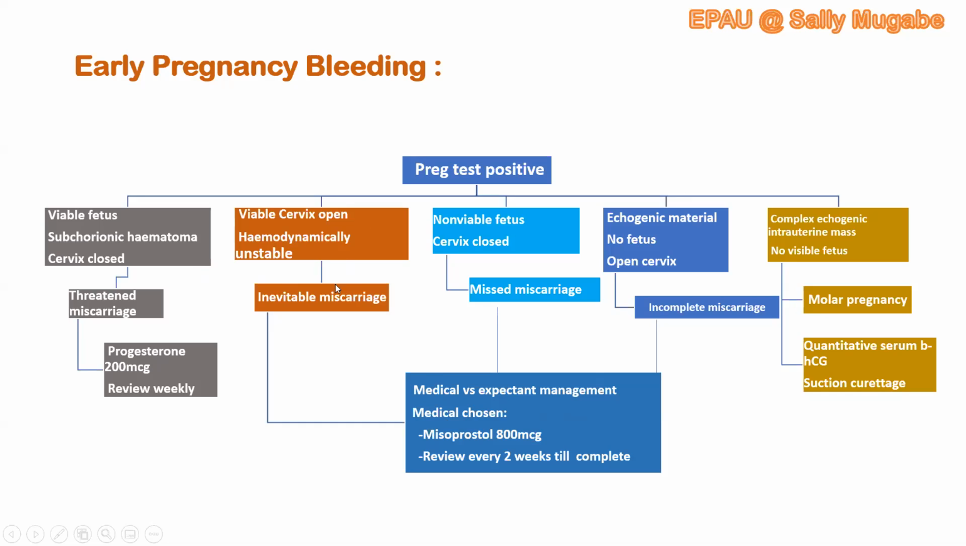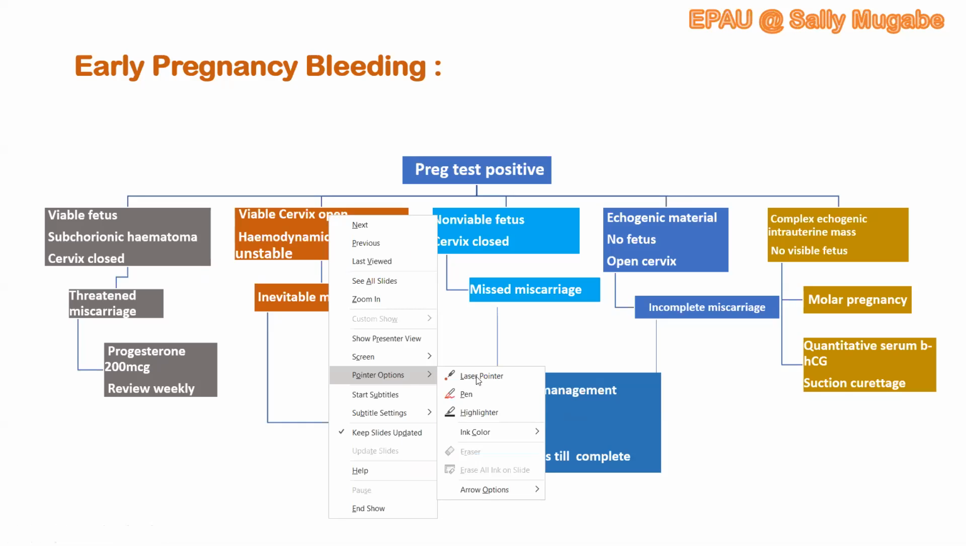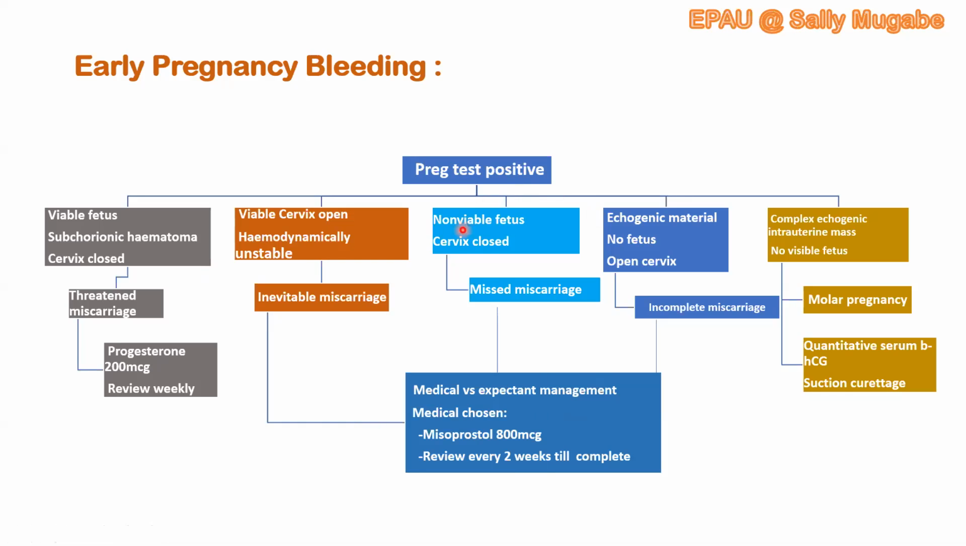Then we have another scenario. Let me look for a better pointer. Then we have another scenario: pregnancy test positive, non-viable fetus, cervix closed. This is a missed miscarriage. Again, it follows this care pathway. Then the other scenario where we see echogenic material, no fetus, open cervix, is an incomplete miscarriage, and we follow this pathway.